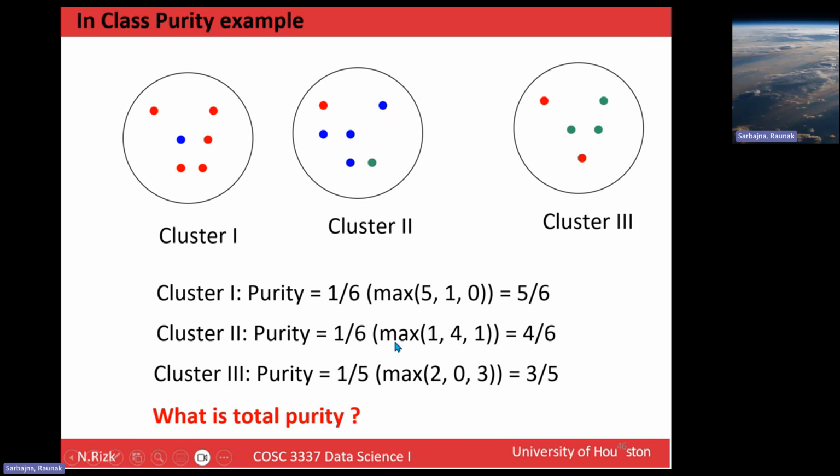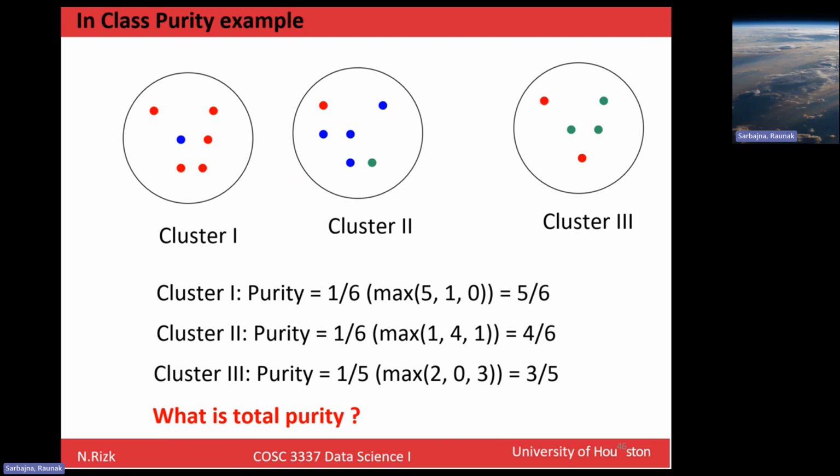You can calculate purity the exact same way. Like I said, in this case, it's 1, 2, 3, 4, 5. So it's 5 red, and the next one is 4 blue, next one is 3 green. So you can use that to calculate the purity of individual clusters.